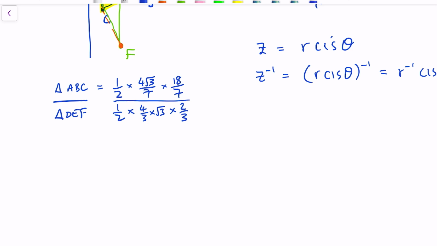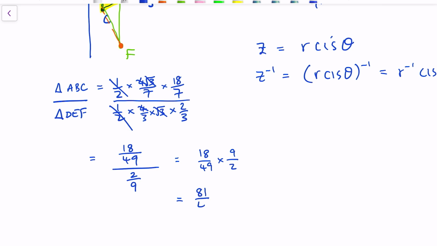Alrighty, working all this out, stuff cancels, the halves cancel, the √3s cancel, the 4s cancel, and we're left with 18/49 on the top, divided by 2/9 on the bottom, 18/49 multiplied by 9/2. 18/2 is 9, so we've got 81/49.